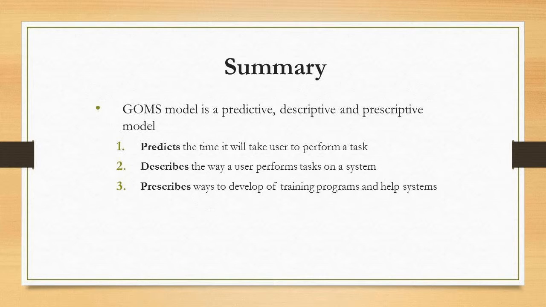Summary. GOMS model is a predictive, descriptive and prescriptive model. 1. Predicts the time it will take a user to perform a task. 2. Describes the way a user performs tasks on a system. 3. Prescribes ways to develop training programs and help systems.